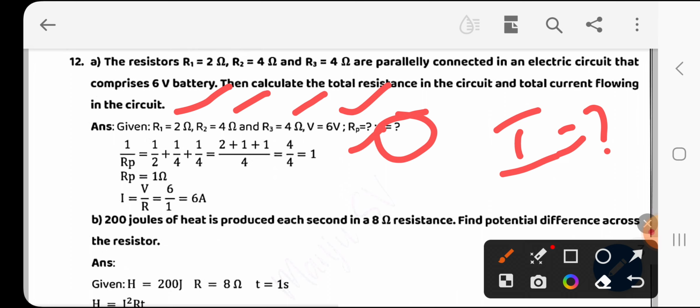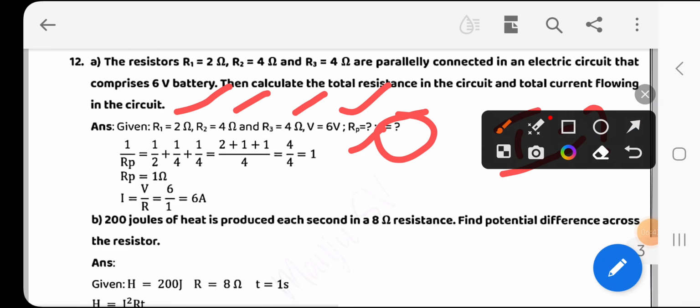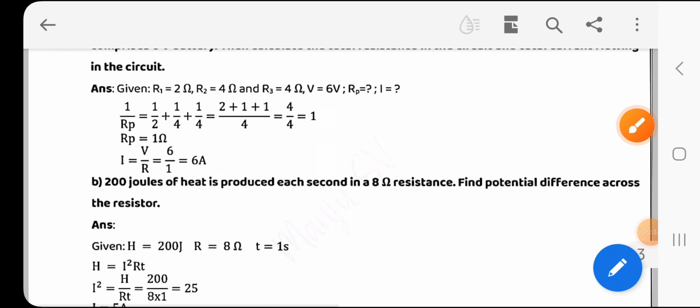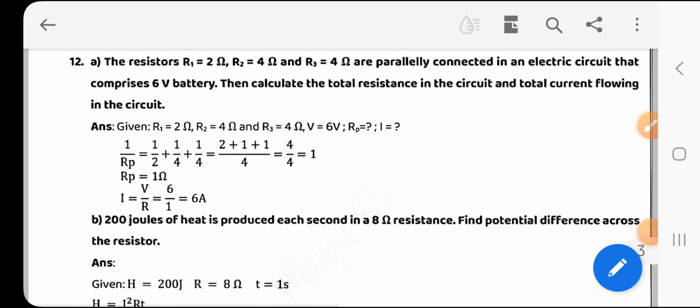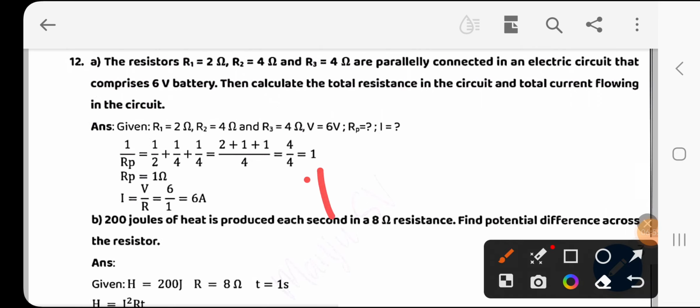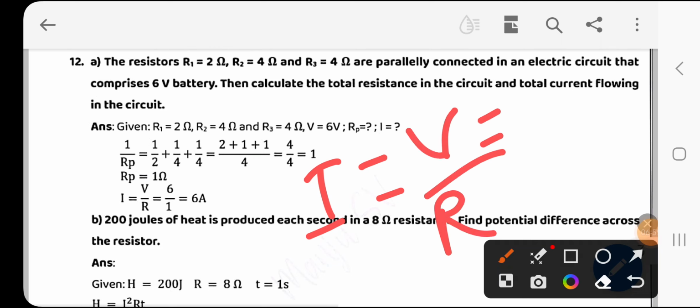So here, 1 by Rp equal to 1 by 2 plus 1 by 4 plus 1 by 4. So here the value of Rp is 1 ohm. So we know I equal to V by R. Put the value of V, that is 6 volt. Put the value of R, that is 1 ohm. So 6 by 1 is 6 ampere.